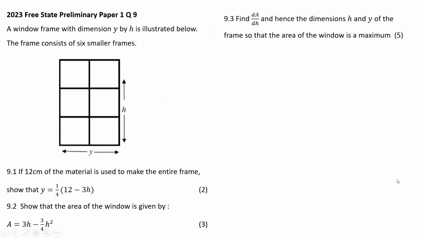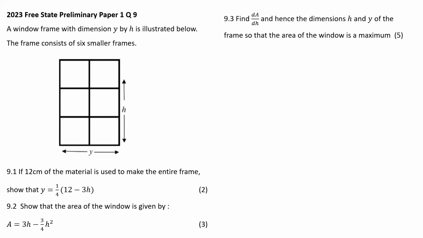Here's a question from a 2023 Free State Prelim Paper 1, question 9. So one of the latest papers around. So let's run through it together. On the 2023 Free State paper, I'm ready. The window frame with dimension Y by H is illustrated below. The frame consists of 6 smaller frames. Okay, sharp.